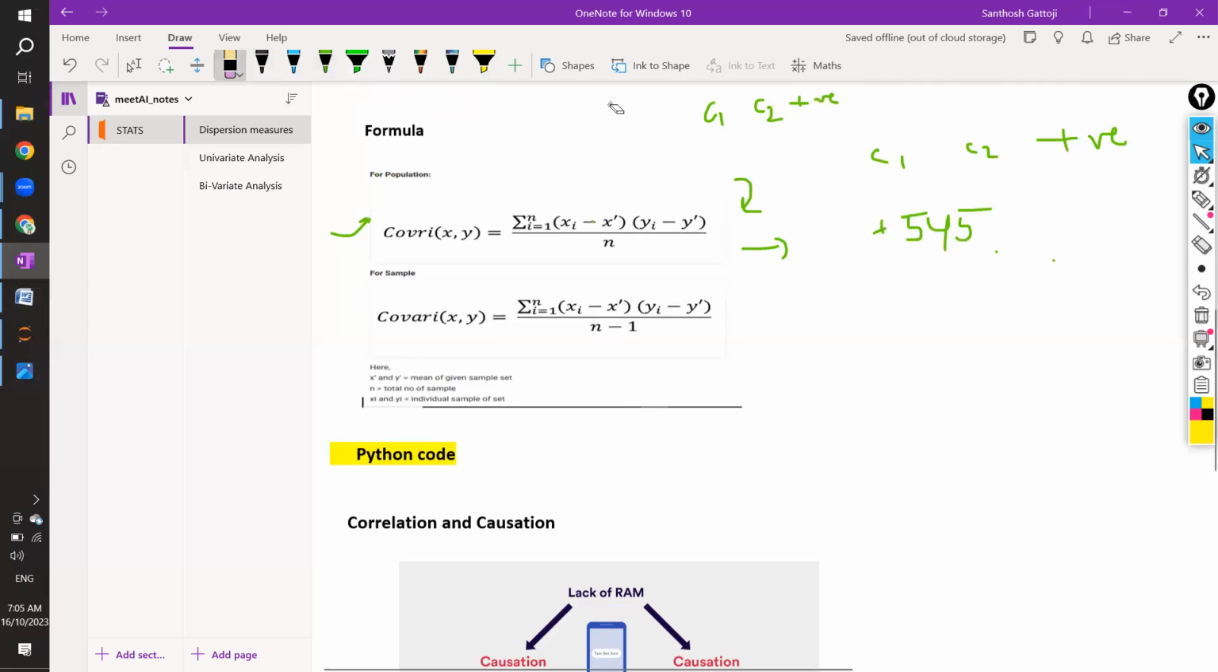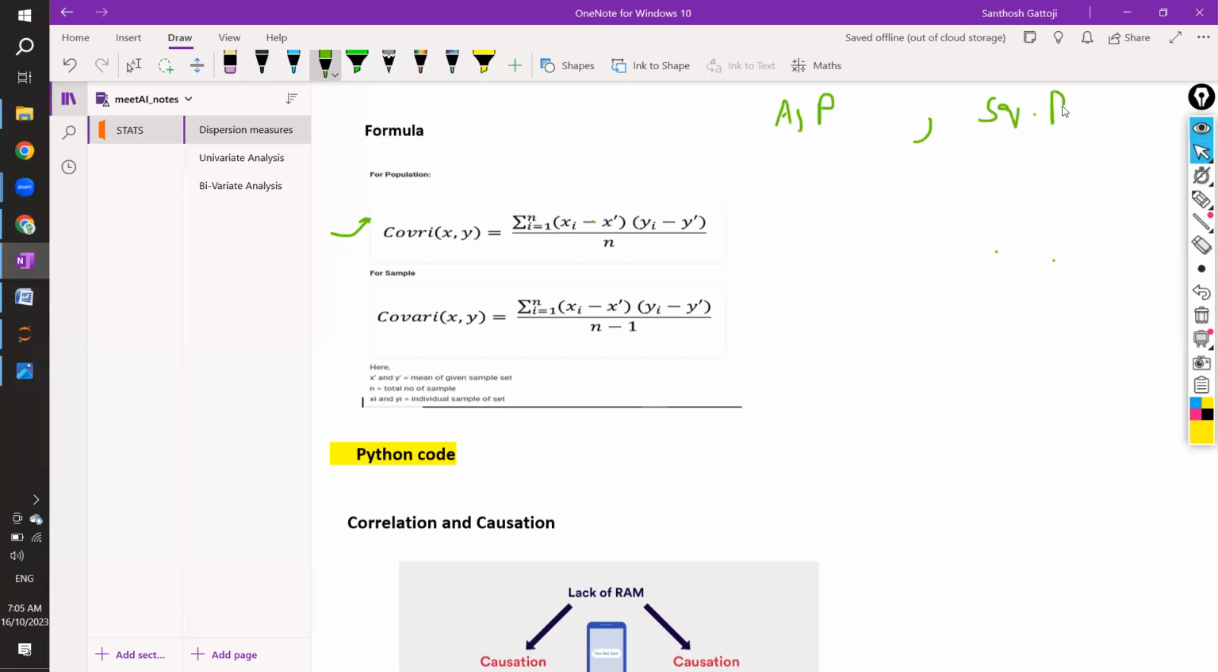Just to make you guys understand, taking age, price, square feet, price. Age and price will have a negative correlation, right? Let me take simply number of bedrooms and price. Now, number of bedrooms and price have a positive correlation. Agree? Square feet and price also have a positive correlation.